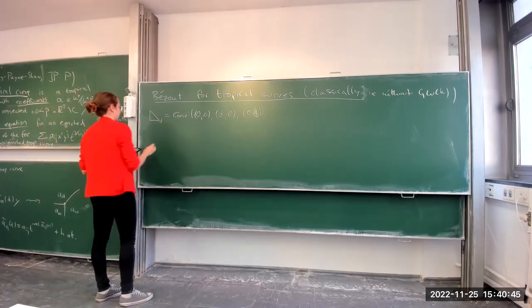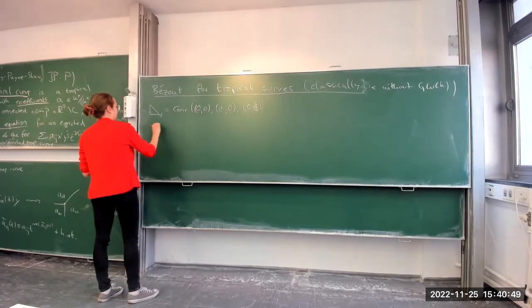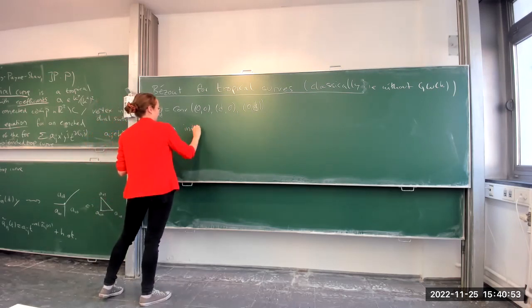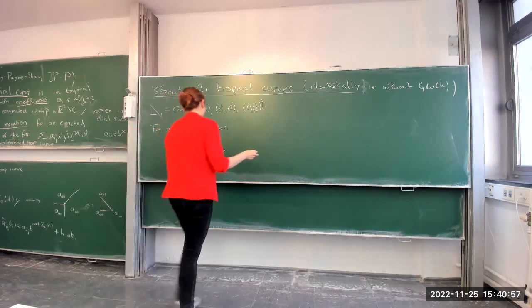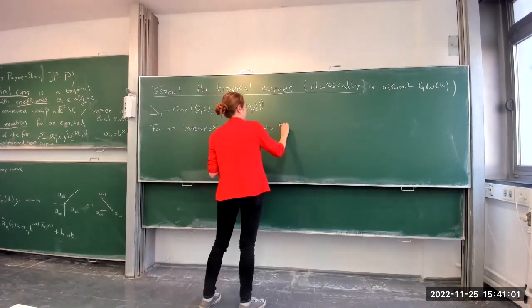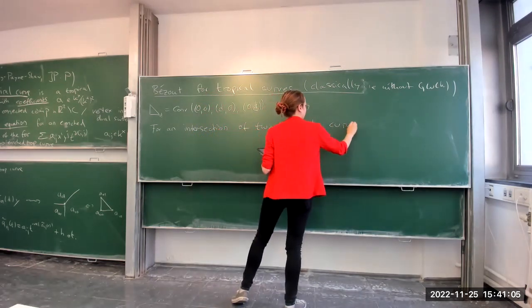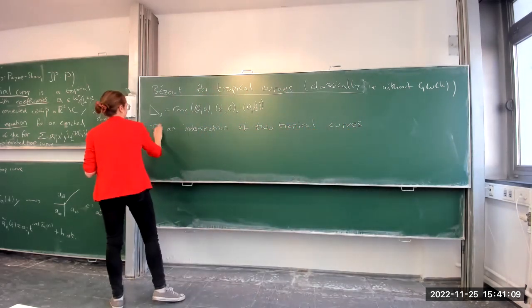Okay, let's look at an example. So for an intersection point of two tropical curves.